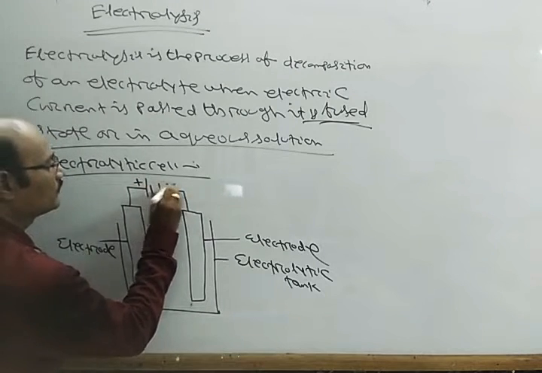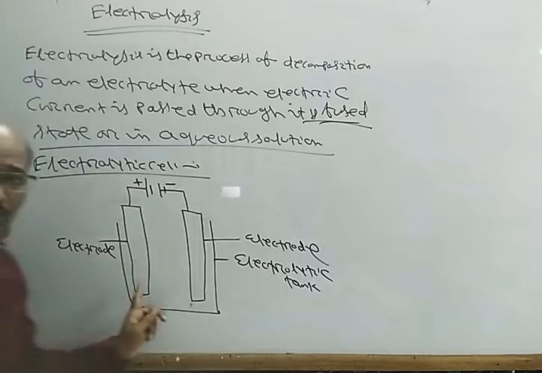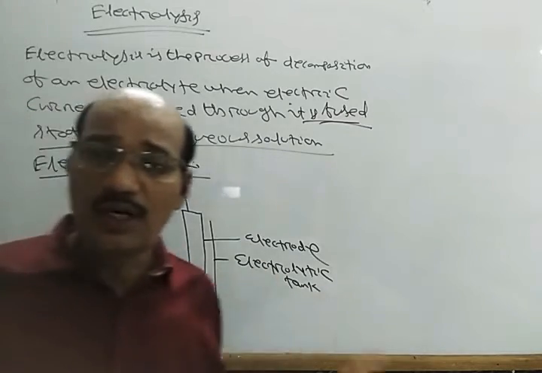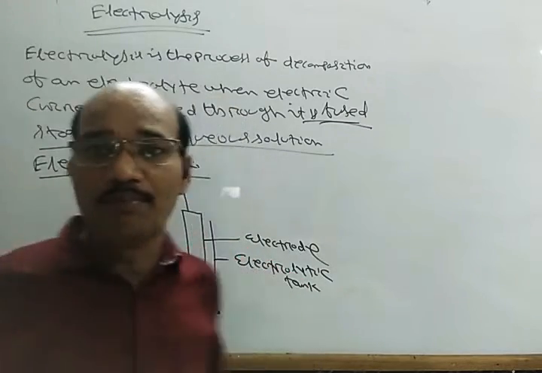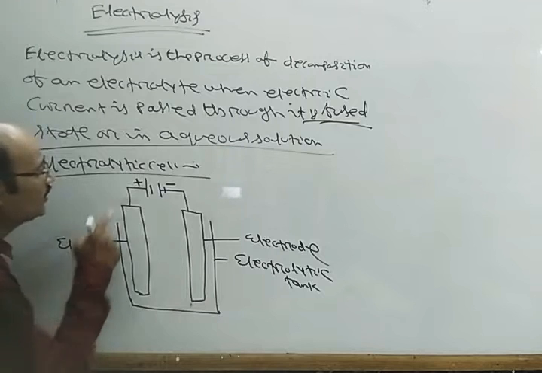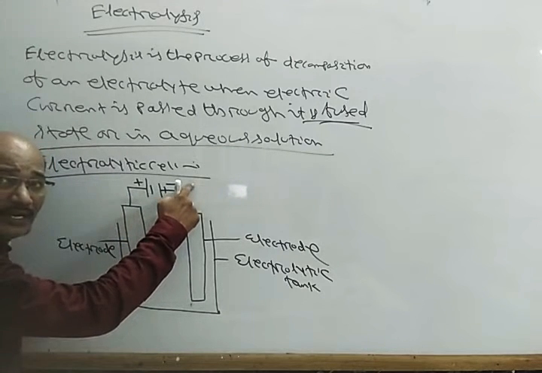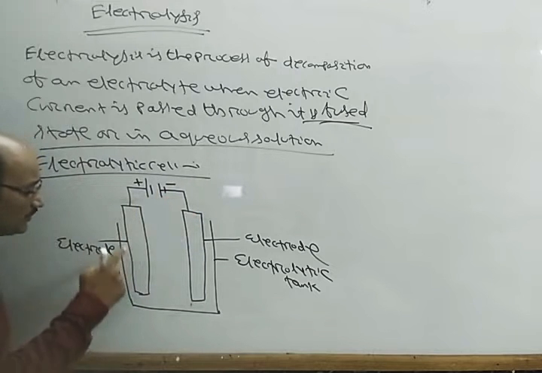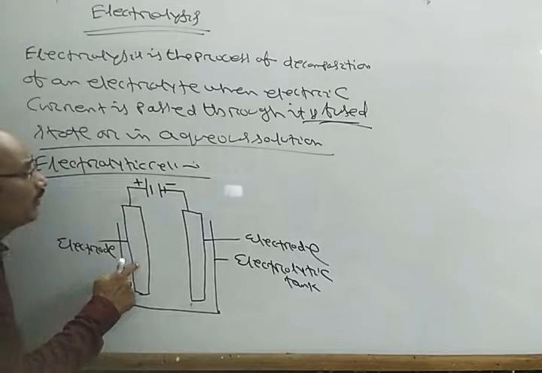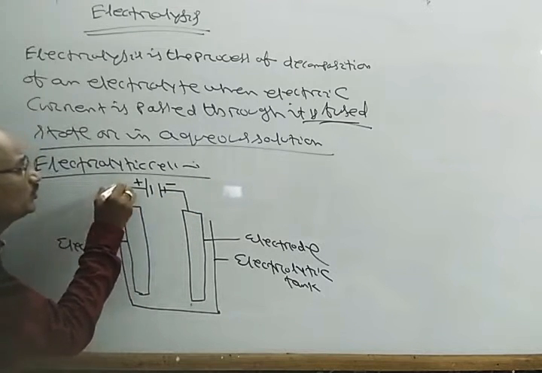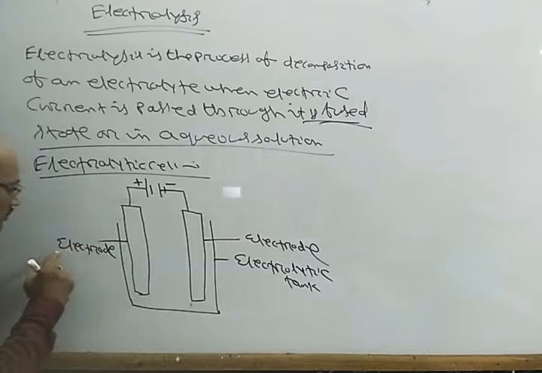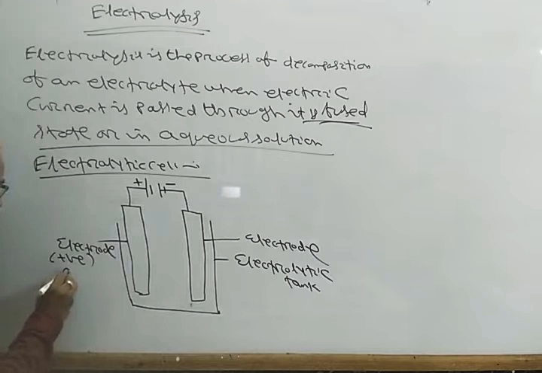Positive, negative. These two electrodes are connected to the two ends of a battery. One is connected to the positive end of the battery and the other to the negative end. The electrode connected to the positive end of the battery is known as the anode. This is your anode electrode, the positive electrode.